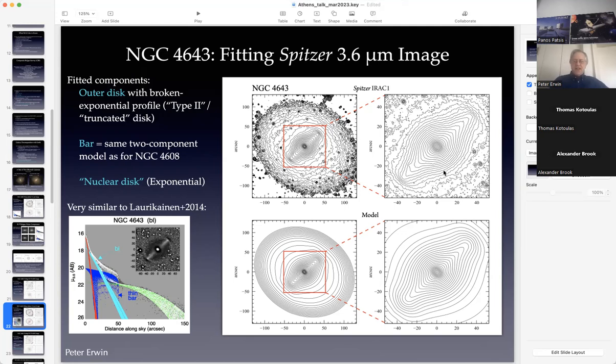Now there's an additional component, which you can see right in here, and we're temporarily calling this a nuclear disk. The thing to notice is that it's not very round. It is actually slightly elliptical. The orientation is almost perpendicular to the bar, and it has a similar orientation as the main disk of the galaxy. And in fact, this has turned out to be very similar to Laurikainen et al. 2014 doing a decomposition of a K-band image of the same galaxy.